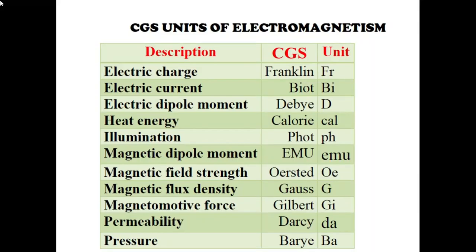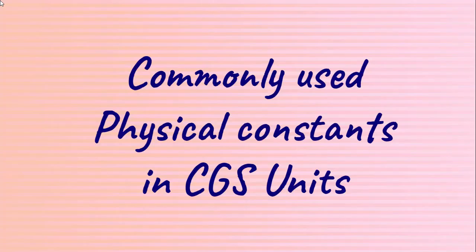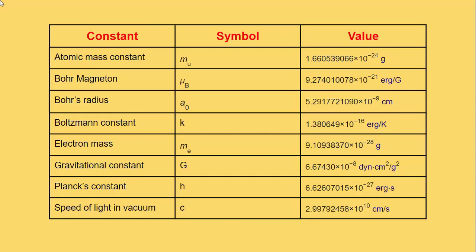Here you can see the C.G.S units of electromagnetism: electric charge, electric current, electric dipole moment, heat energy, illumination, magnetic dipole moment, magnetic field strength, magnetic flux density, magnetomotive force, permeability, and pressure. Commonly used physical constants in C.G.S units are atomic mass constant mu, Bohr magneton μb, Bohr radius a0, Boltzmann constant k, electron mass me, gravitational constant G, Planck's constant h, and the speed of light in vacuum c. Here you can see the constant, the symbol, and the value of the constants.